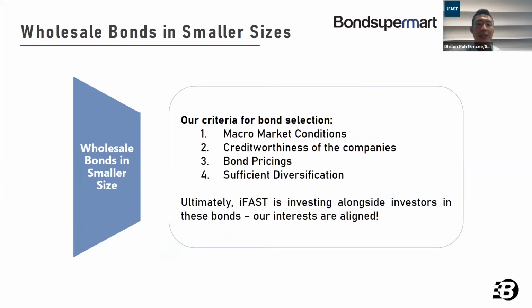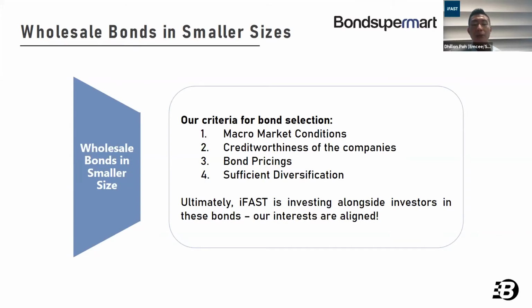So you'll see that we examine the macro market conditions, the creditworthiness of the companies, whether they are having sufficient cash balances, whether they are able to pay back their monies on time, the pricing levels, whether it's worth paying that amount of money for the kind of yield that you're going to get. And lastly, we need to diversify across sectors as well.